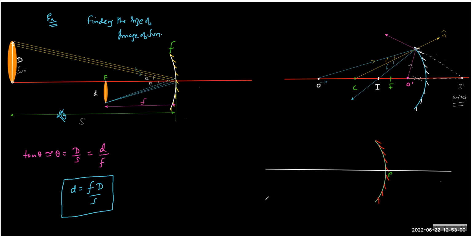Okay. So we'll take the one special case: if the incident ray itself is converging. Look at this. The ray is coming like this, the purple one, coming this way. So if the incident ray is converging like this, what will happen?